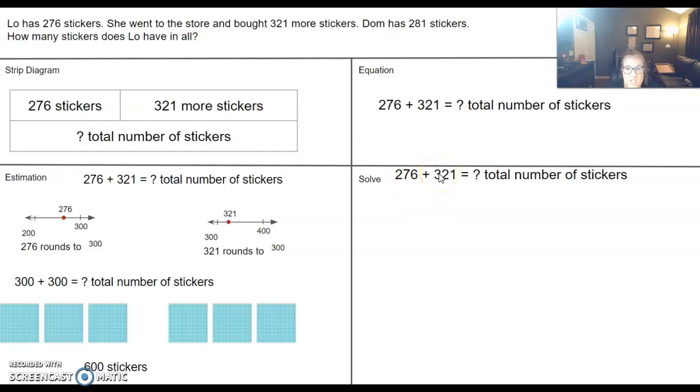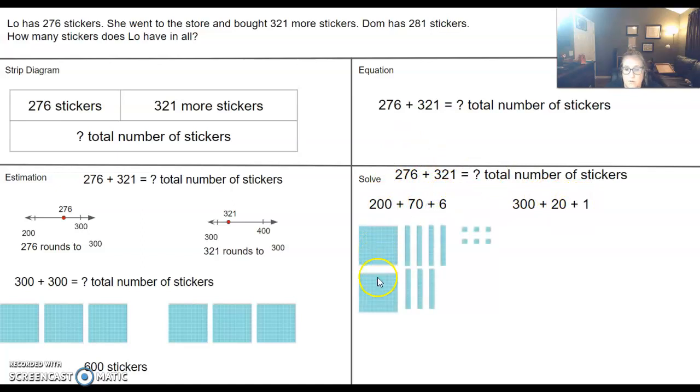But I'm going to actually use expanded form first, just to make sure I use the right number of base 10 blocks. So I have my expanded form. And then, after I've broken it into expanded form, I'm going to use base 10 blocks. So I have 200 plus 70 plus 6. I have 300 plus 20 plus 1. So for 276, I have 100, 200, 10, 20, 30, 40, 50, 60, 70. 1, 2, 3, 4, 5, 6. There's my 276. Plus 321, 100, 200, 300, 10, 20, and one more.